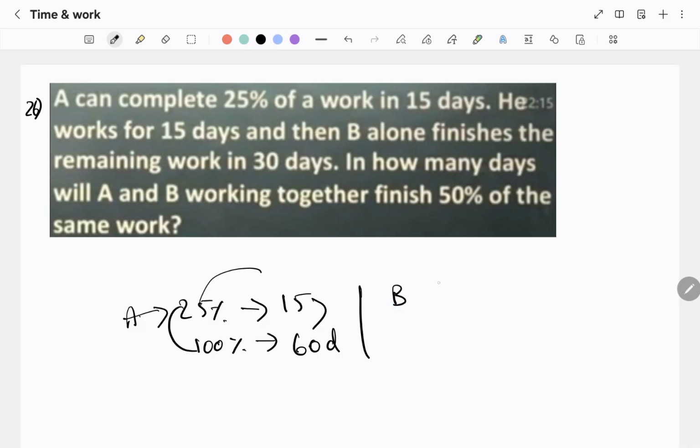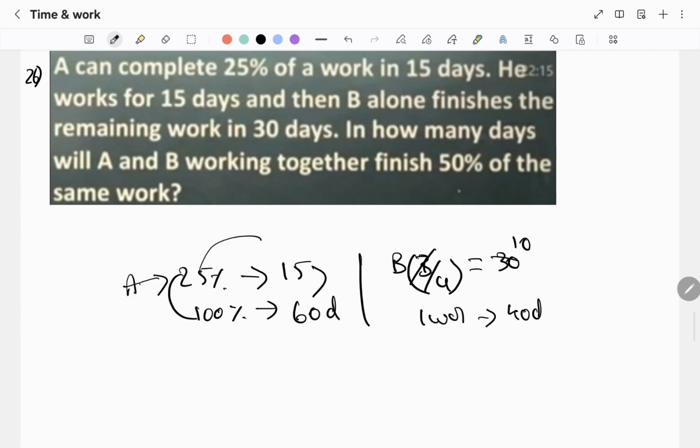Then B alone finishes the remaining work in 30 days. So what work remains? A did 25%, which means 75% remains. 75% means 3 by 4. 3 by 4th of the work in 30 days. Then the whole work in 40 days. 3 ones, 3 tens, 10 into 4, 40 days.